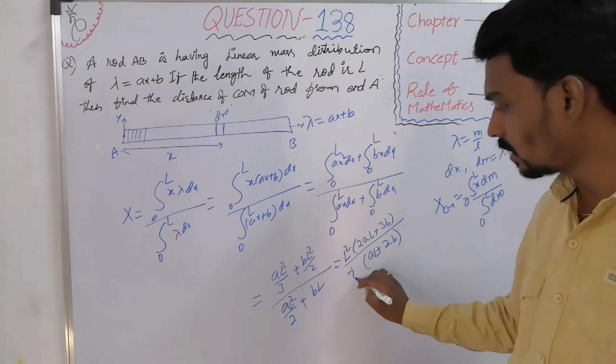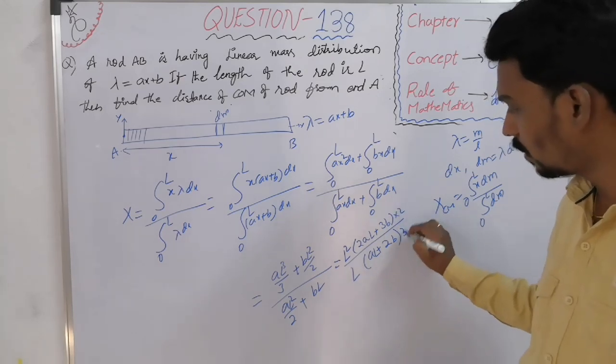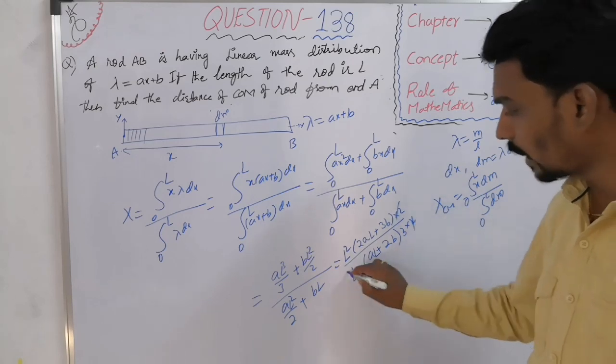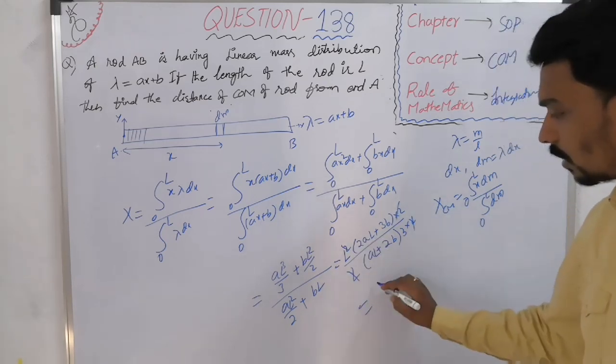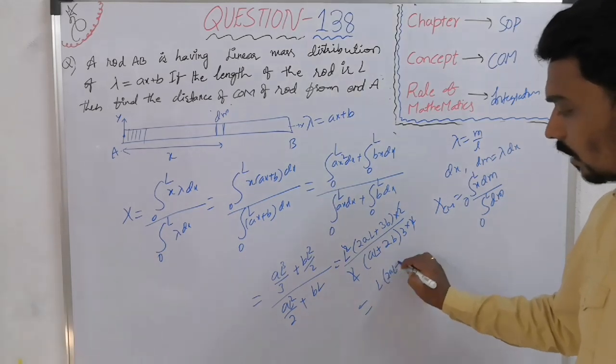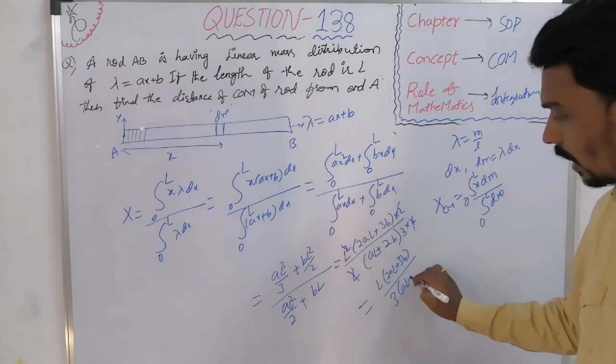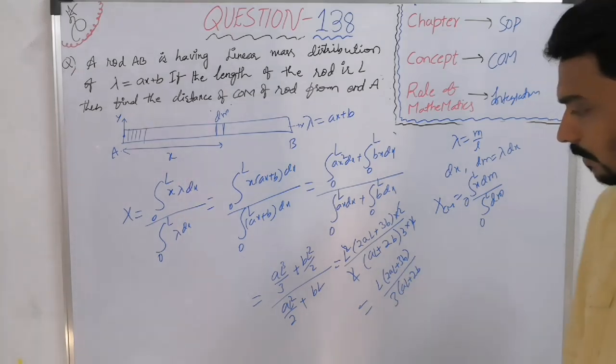So here additionally 3 will come, the 2 gets cancelled, L and L get cancelled, so it will become L into (2aL plus 3b) whole divided by 3 into (aL plus 2b).